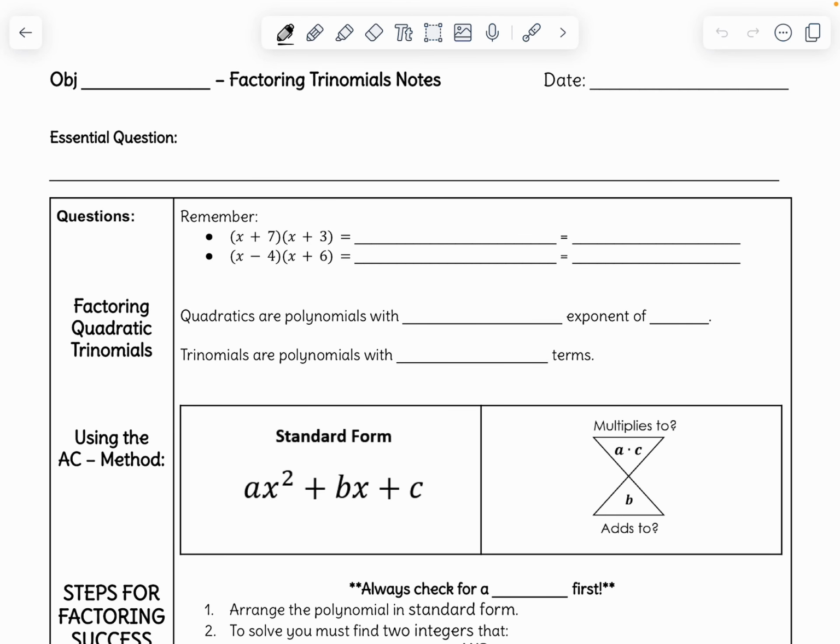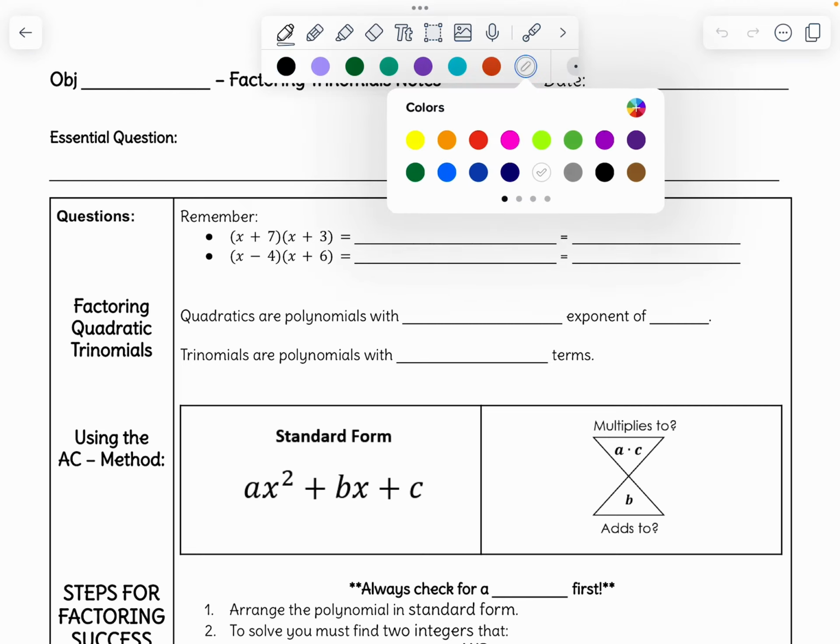Today we'll be learning how to factor quadratic trinomials. So we're going to be putting together skills you've already learned, solving X puzzles and factoring by grouping. So if you don't remember how to do factoring by grouping, go back to that video before you start this one because I won't be going over that specific skill in depth in this video.